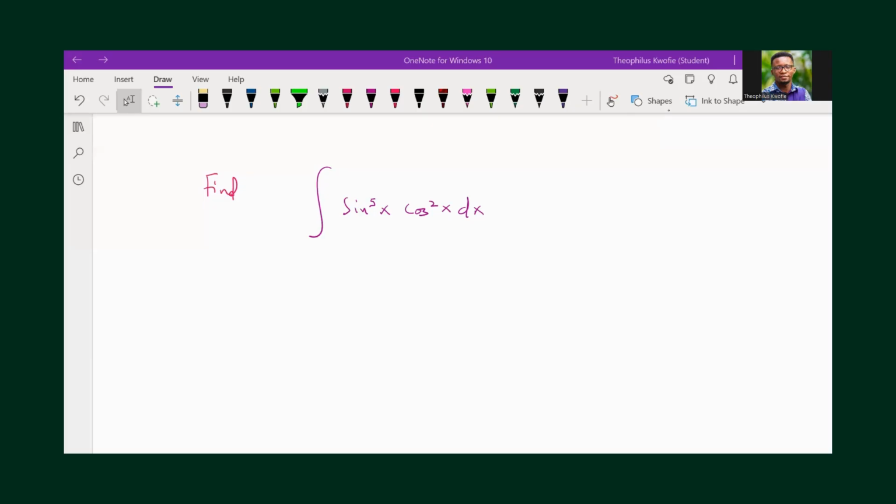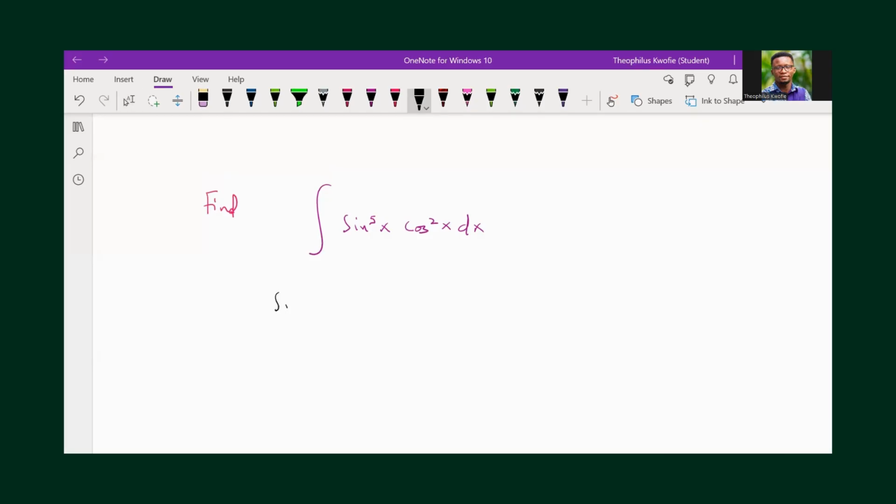Now, how do we solve this problem? We could convert the cosine squared x into another form, but we would also be left with an expression in terms of sine with no extra cosine x factor. Instead, we would separate a single sine factor and then rewrite the remaining sine to the power 4 factor in terms of cosine. What am I saying? Let's look at it together, and let's take our time so that we understand it better.